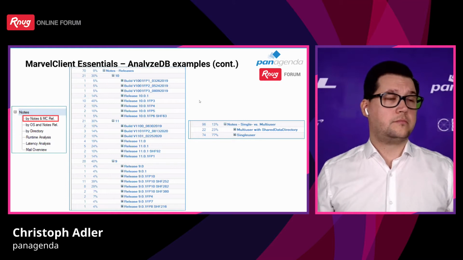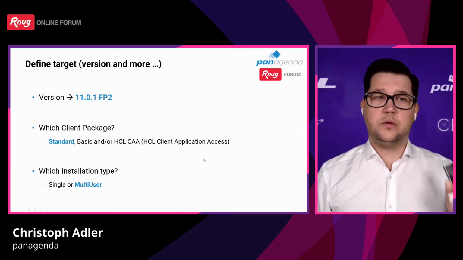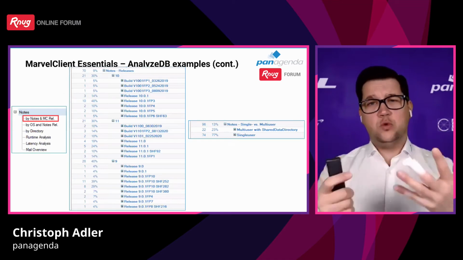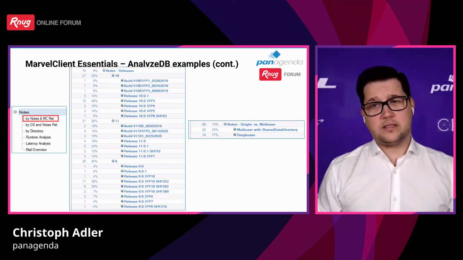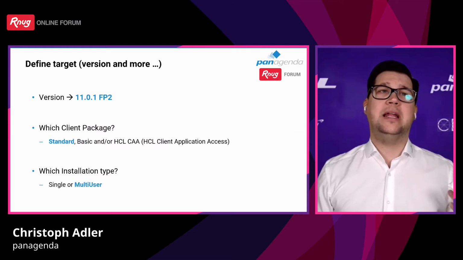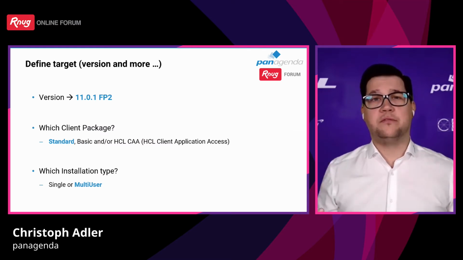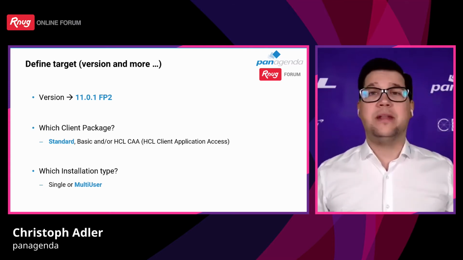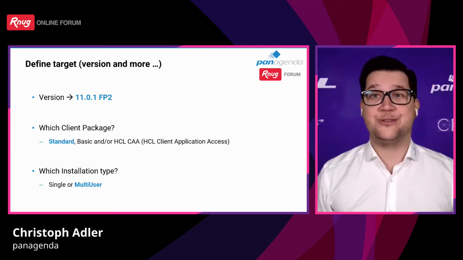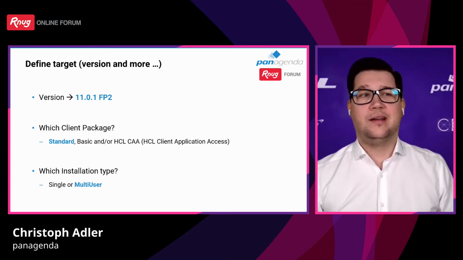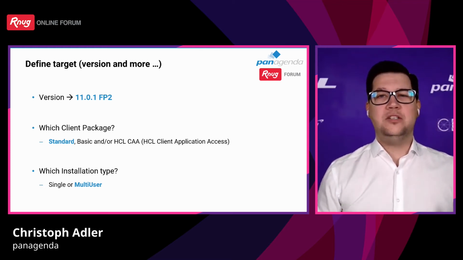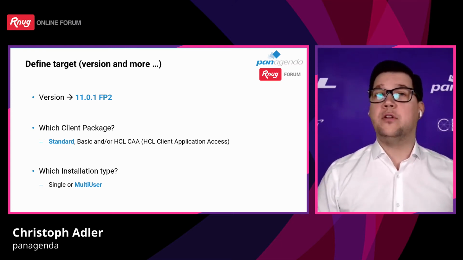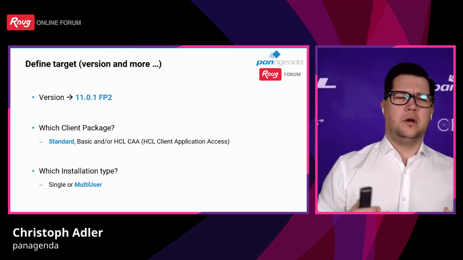Let's get to the next slide. Since we have this information from the analyzed database, let's speak a bit about target versions. So get away from Marvel Client Essentials. Marvel Client Essentials has helped us, but now we need to create the package. First of all, we need to define the package. That's easy, right? We want to create a package for 11.0.1 FP2.